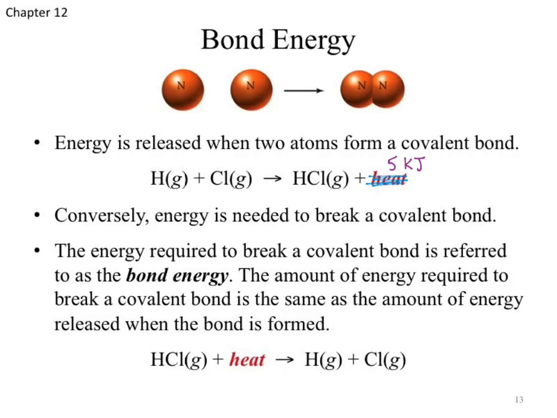If we now go down to the second equation, what's the number I should put in for that heat term? 5 kilojoules. It's going to be the exact same number. It's just going to show up on the opposite side of the equation. So our heat can be used strictly as a reactant or a product, just like our hydrogen atom and our chlorine atom, or our HCl molecule. All right, so we get the exact same amount of energy. We're just putting it on a different side of the equation.